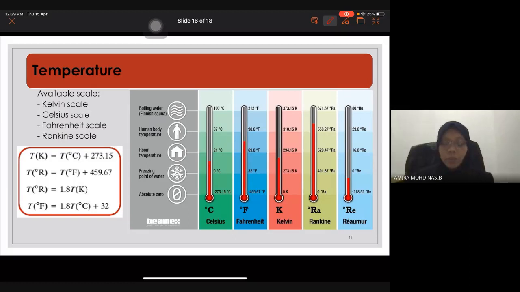Okay, next is temperature. There are a few units: Kelvin, Celsius, Fahrenheit, and Rankine, and these are the equations that relate those conversions. Basically, you can change your temperature unit from one to another by using your calculator. I'm not sure if you know or not, but with my scientific calculator 570, it can be done. Okay, so this one just shows you the difference.